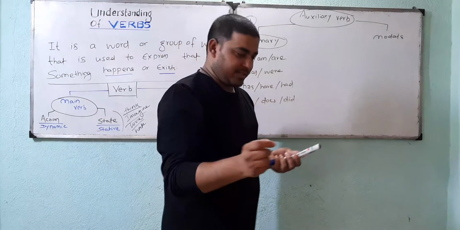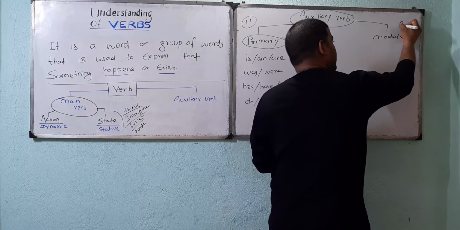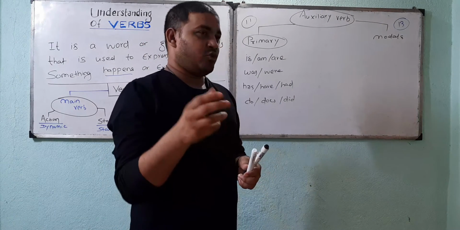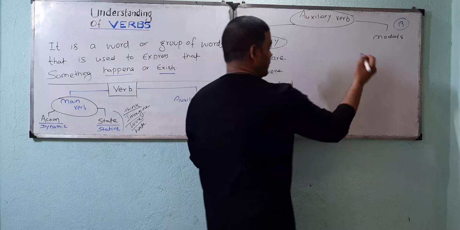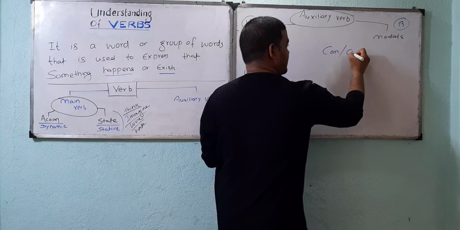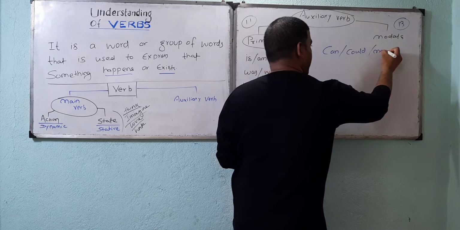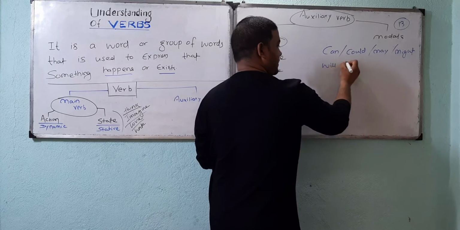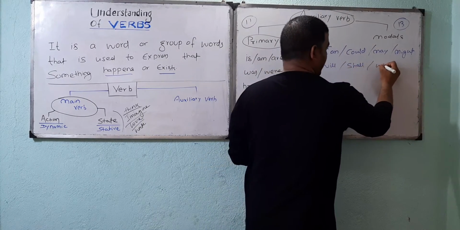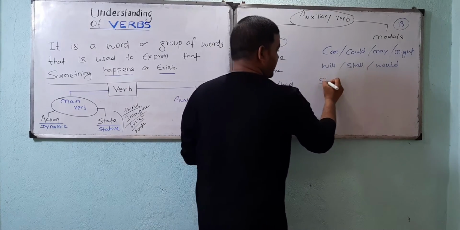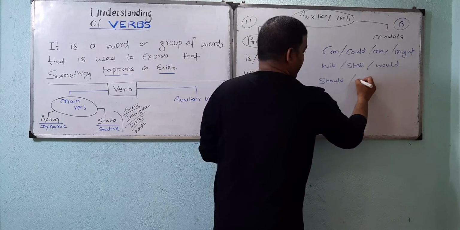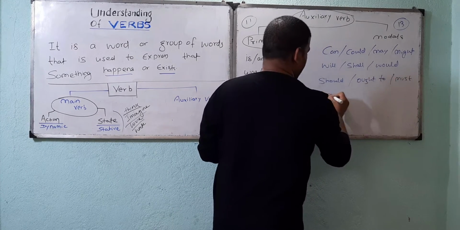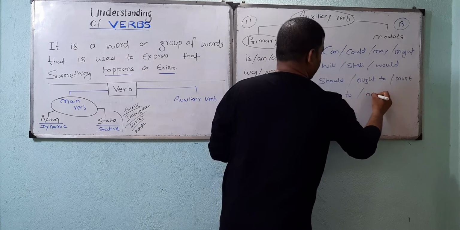And if I talk about modals, guys, there are 13 modal verbs. And if I talk about the names, let me tell you: can, could, may, might, will, shall, would, should, ought to, must, used to, need, and dare.